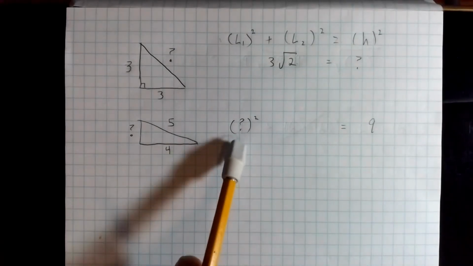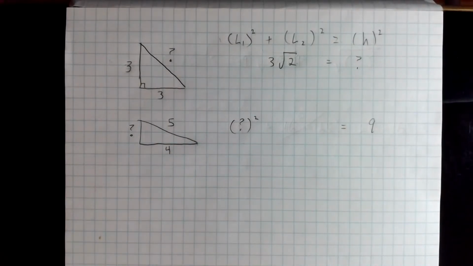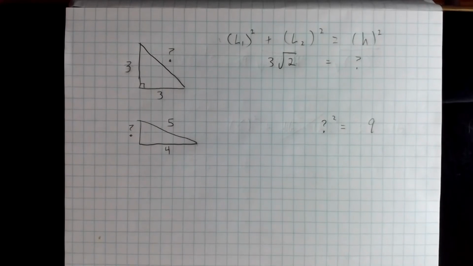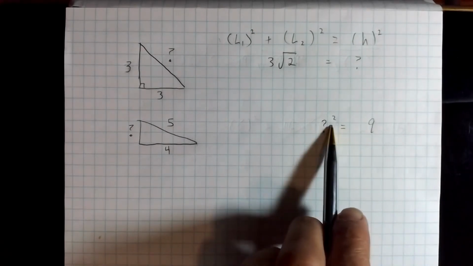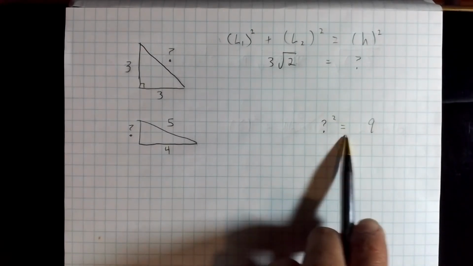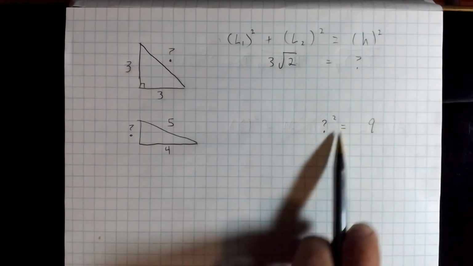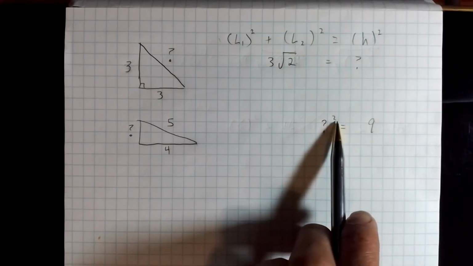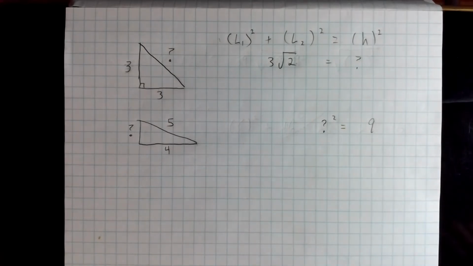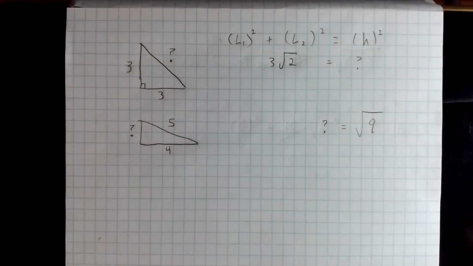Now, I have the question mark in parentheses, but I really don't need to write those. All right, so again, I have the question mark multiplied by itself equaling 9. So in order to get the question mark by itself, because it's squared, I have to square root both sides. And that makes the question mark come out by itself.